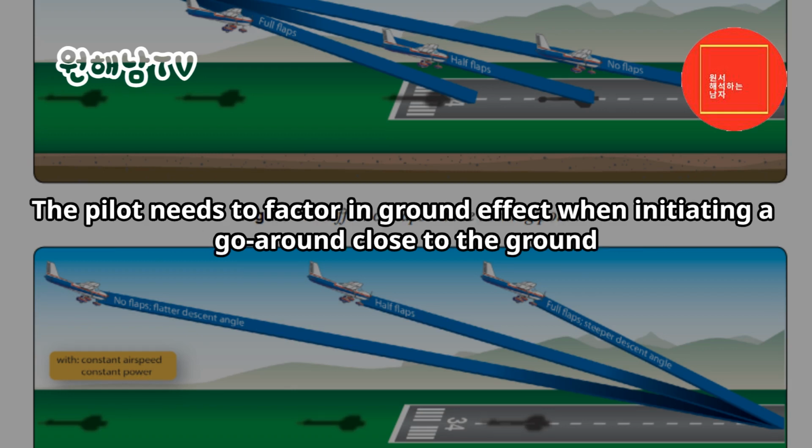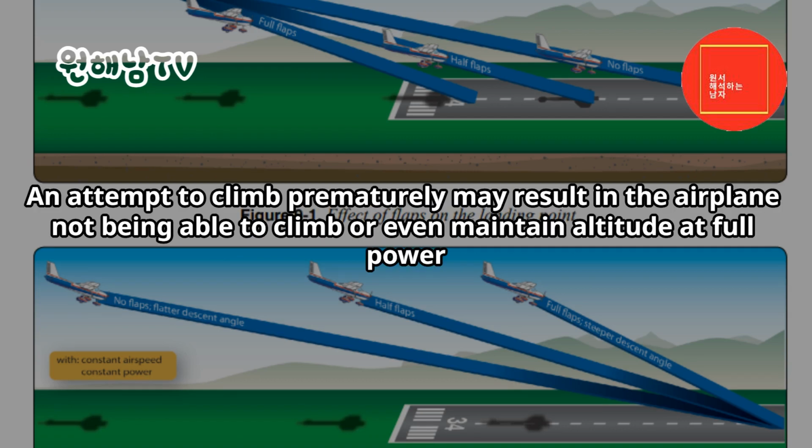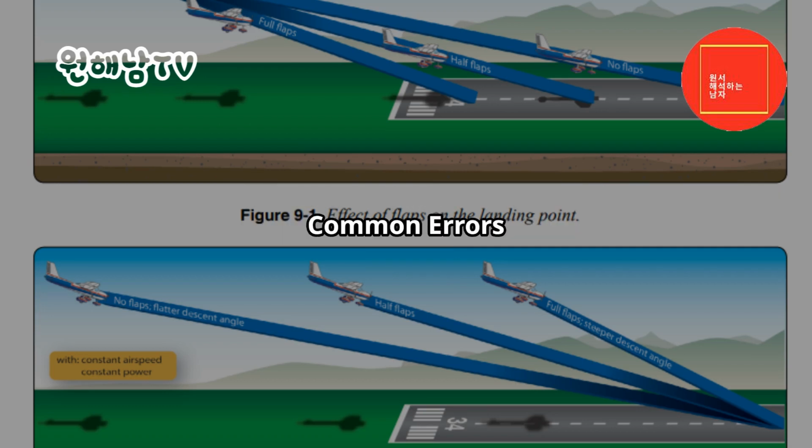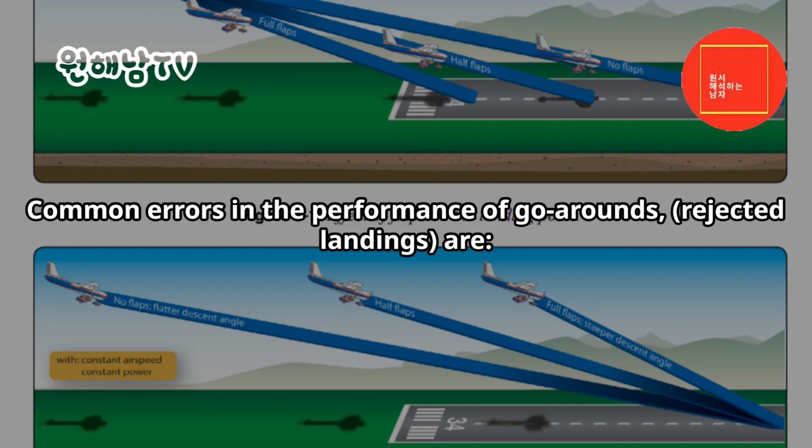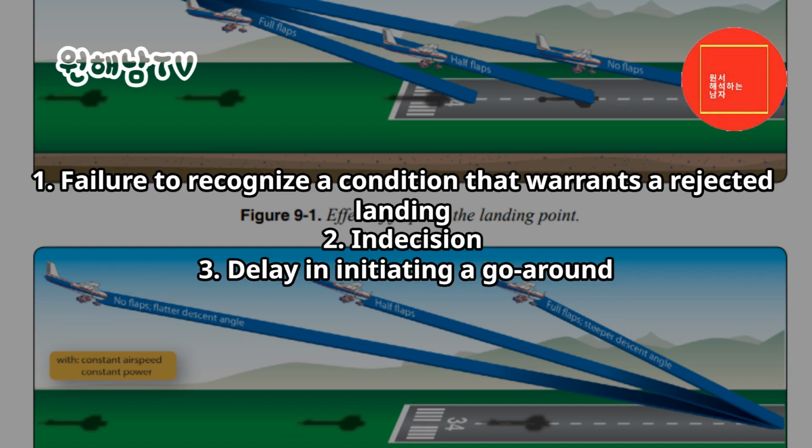The pilot needs to factor in ground effect when initiating a go-around close to the ground. An attempt to climb prematurely may result in the airplane not being able to climb or even maintain altitude at full power. Common errors. Common errors in the performance of go-arounds, rejected landings are: 1.